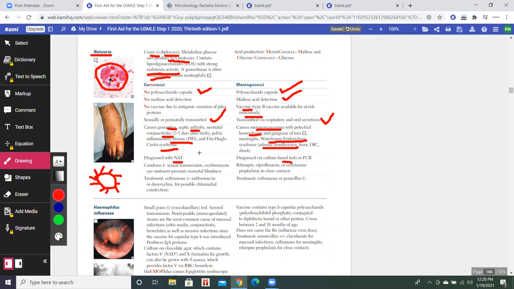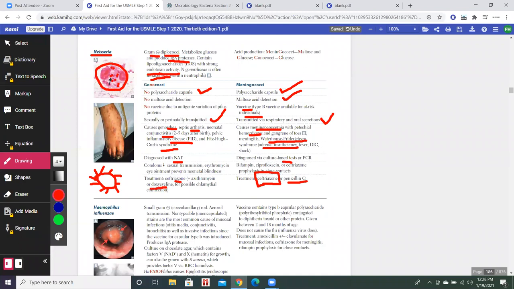Okay. The treatment is very high yield. Treatment is for both gonococci and meningococci. The antibiotic of preference is ceftriaxone. Which generation of cephalosporin is ceftriaxone? Second or third? Okay, so third generation cephalosporin, or we can use long-acting penicillin like penicillin G. And over here, we can give ceftriaxone either with azithromycin or doxycycline.